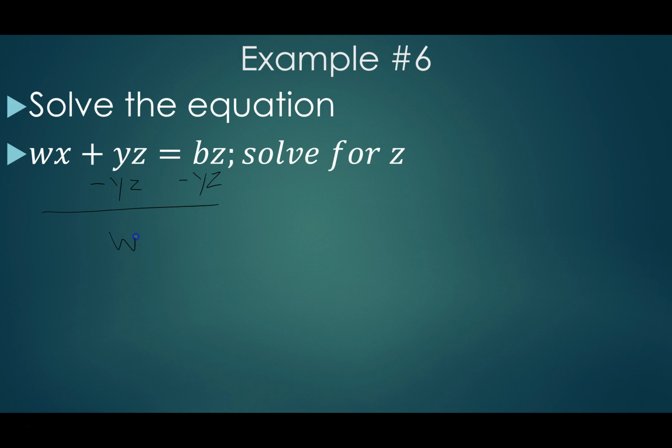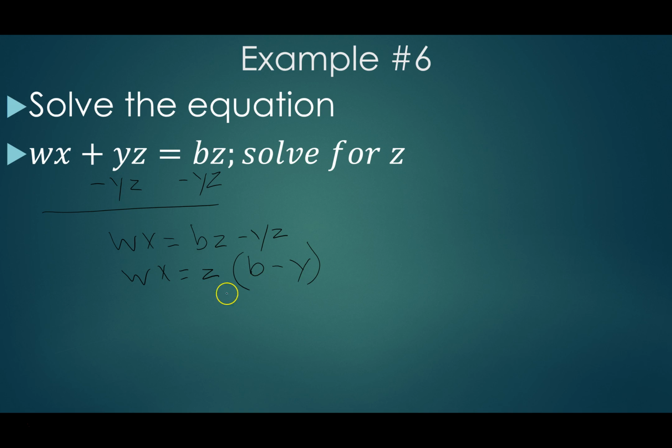So when we subtract that yz over, we get wx equals bz minus yz. Now again, the key is to solve for z, so in this particular problem, what we're going to do is factor the z expression out. Think of factoring as your reverse distributive property. So both terms have a z, so if we take it out, we can then set a set of parentheses with whichever is left over and we divide by the z. Take a z out of bz, all that's left is b. Take it out of yz, all that's left is y.